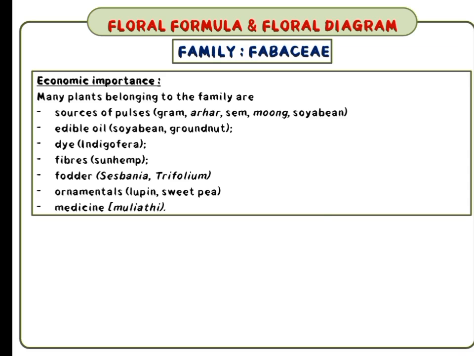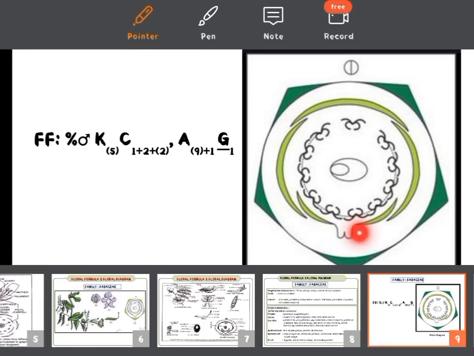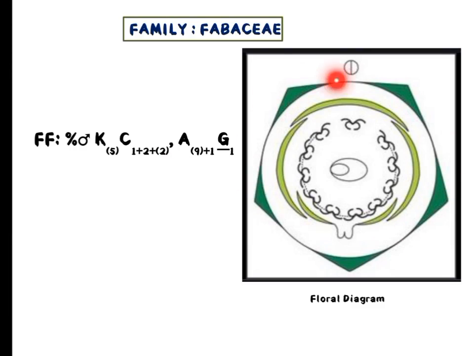With the help of this formula we are drawing the floral diagram. So there are 5 sepals, 1, 2, 3, 4, 5 sepals, and these 5 sepals are fused. That's why we connected the sepals. Then come to the petals. They are in what condition? They are in imbricate distribution.